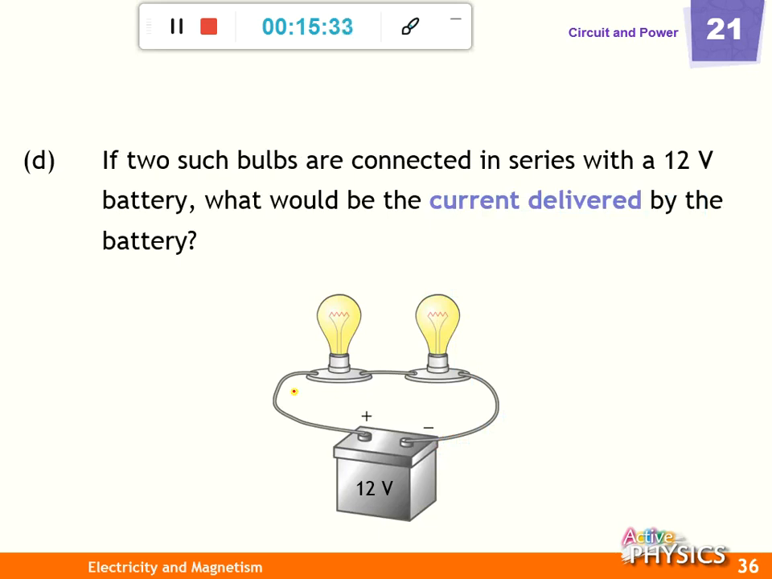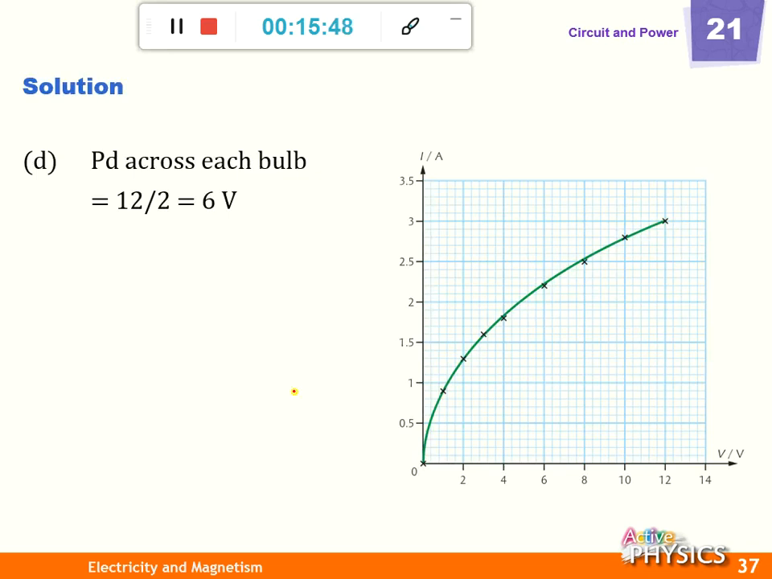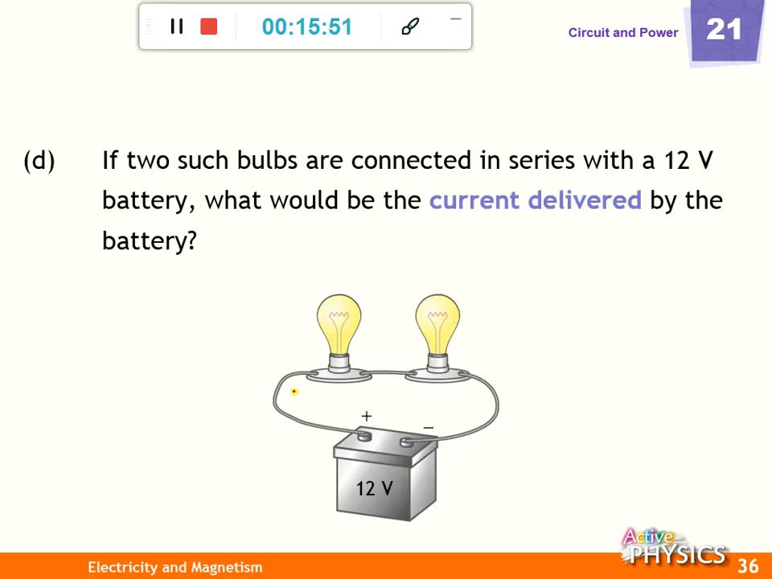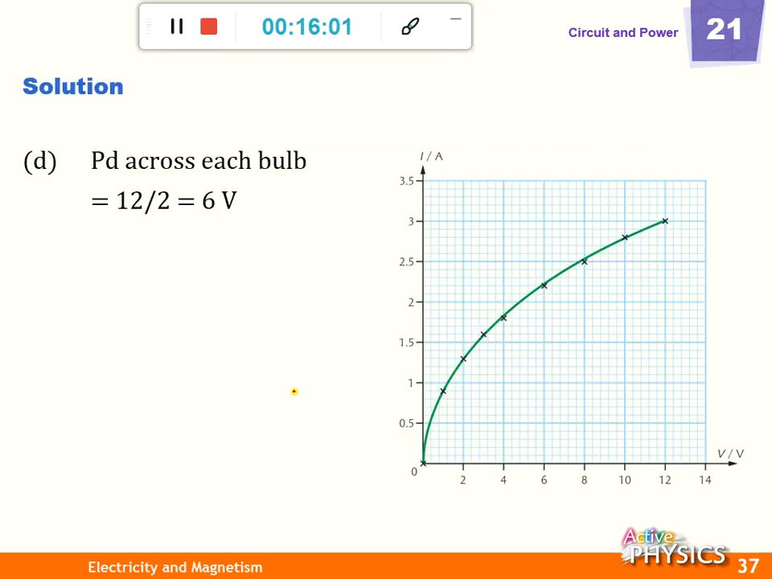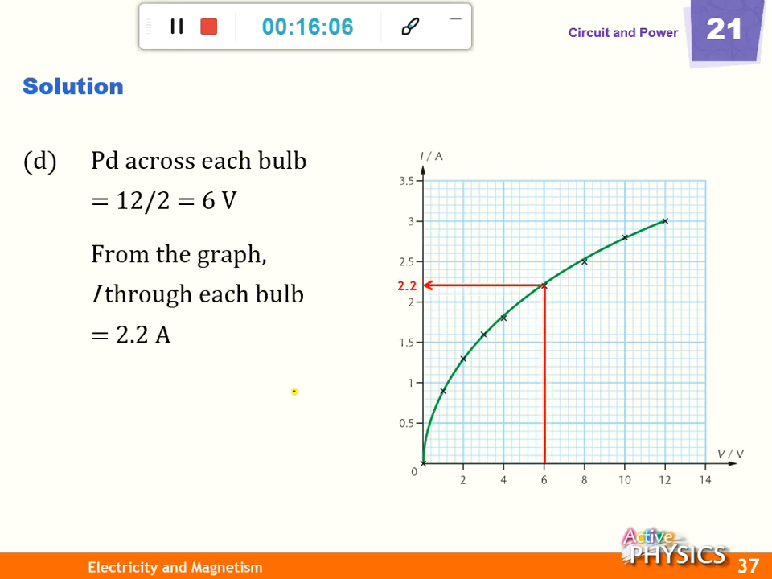Okay, part D. If we have two such light bulbs connected in series, and the EMF of the battery is 12 volts, what would be the current delivered by the battery? When you look back at this diagram, you can see that both light bulbs are identical. They will share the 12 volts. It means that each one should have 6 volts. Based on the 6 volts, you can find that the corresponding current will be 2.2A.